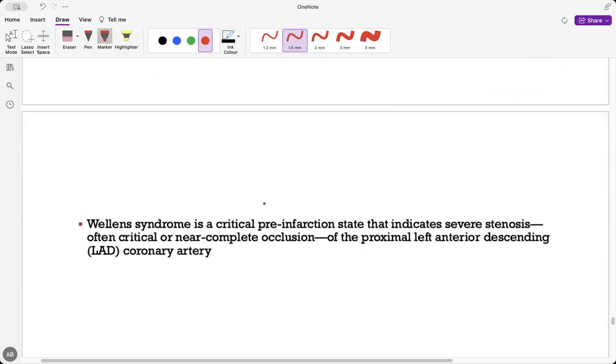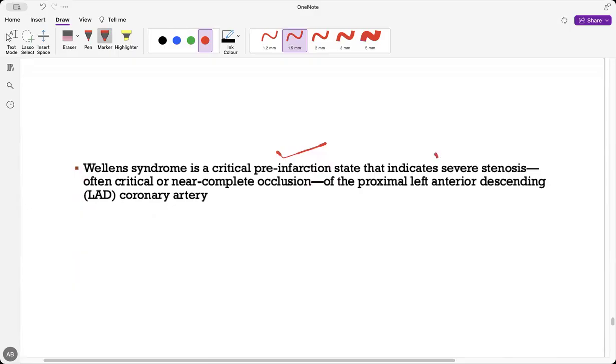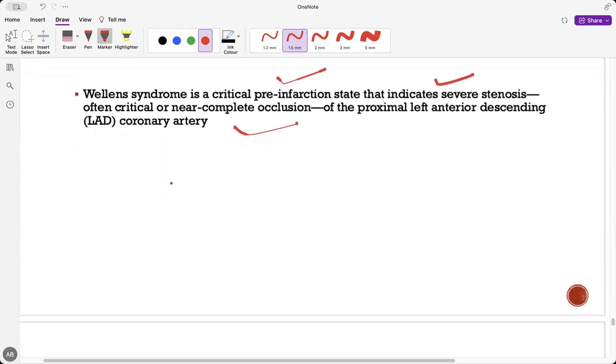Wellens syndrome is a critical pre-infarction state that indicates severe stenosis, often critical or near complete occlusion of the proximal left anterior descending coronary artery. Normally, during stenosis of any coronary artery, there is formation of plaque which consists of lipids, macrophages, platelets and so on. All this plaque slowly forms over the vessel and causes thrombosis.